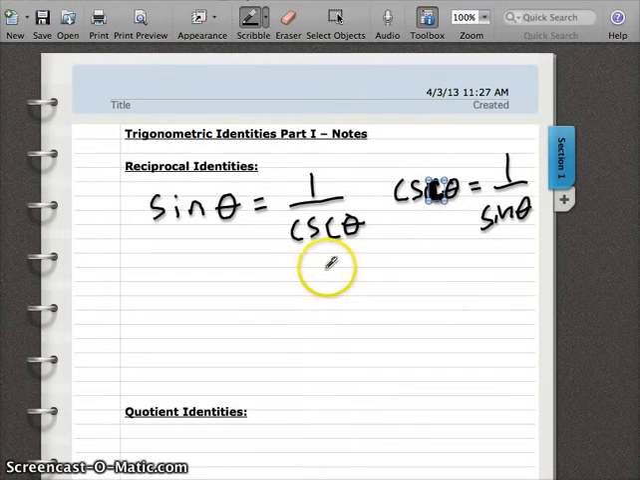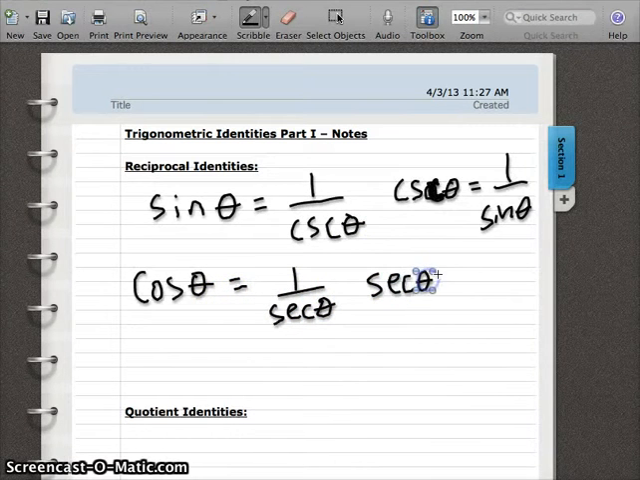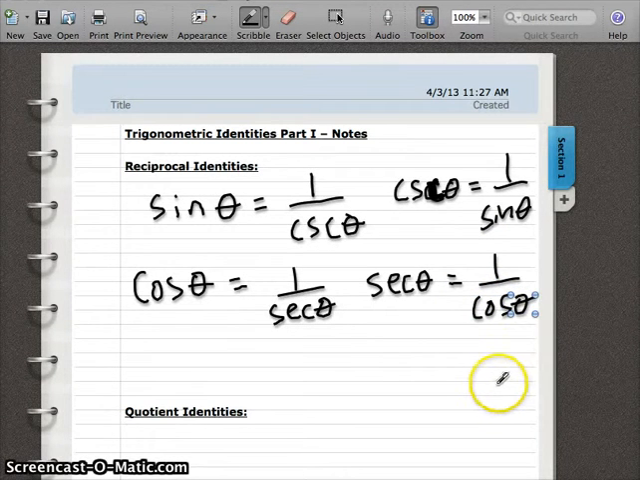So these are known as reciprocal identities. Each side of this equation are equal values, and they're just reciprocals of each other. You might also be familiar with the reciprocal of cosine being secant. So 1 over secant would be cosine. And the same would be true if we flipped it. Secant would be the same as the reciprocal of cosine, or 1 over cosine.